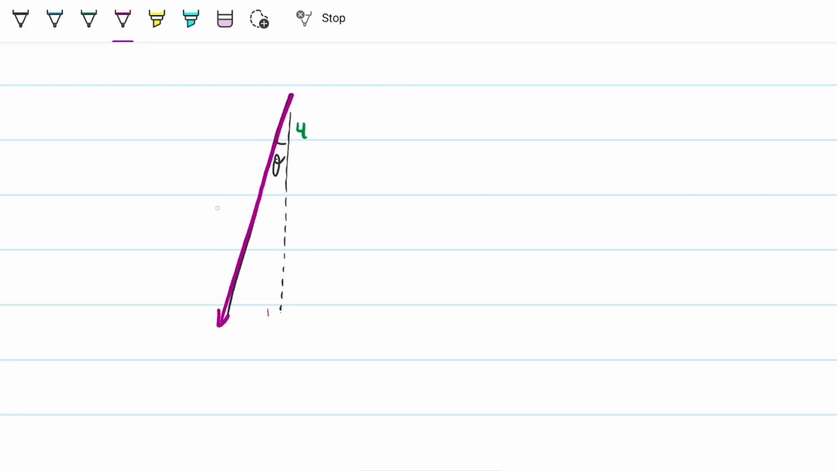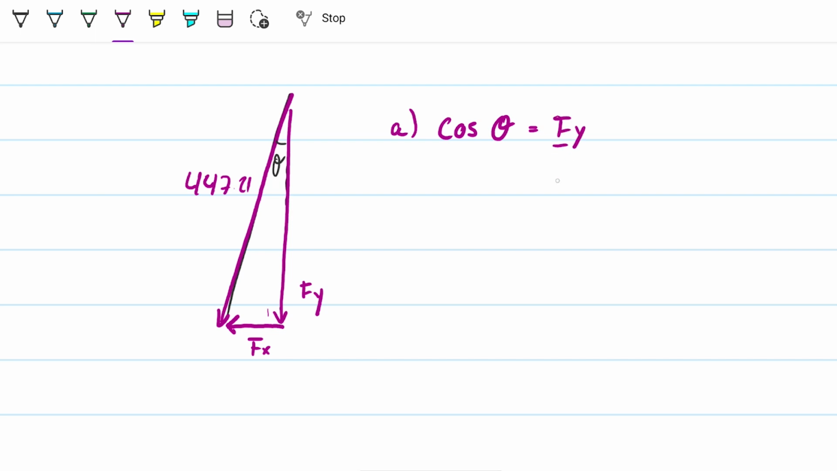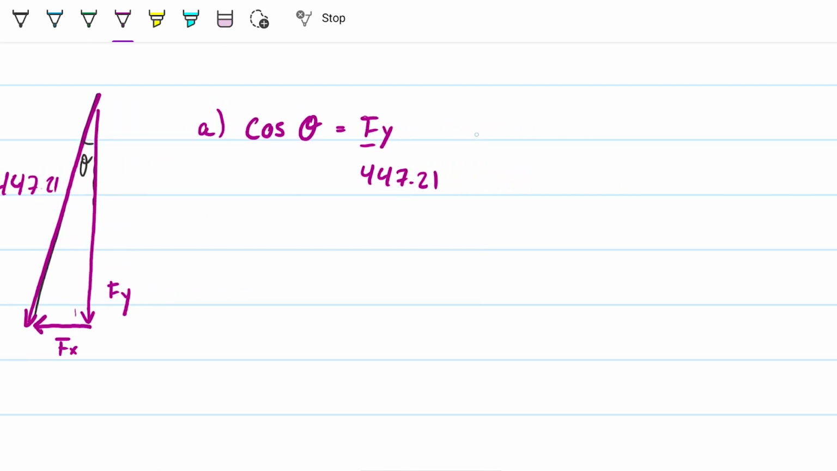Okay, so now we have this force here that we know to be 447.21. We have this angle here that we know is 23.43. And basically what we're trying to find out is the decomposition of force here on the x-axis, and the decomposition of force here on the y-axis, right? For that, it's super simple. Let's do the cosine, because it's part A. So the cosine of theta will be equal to my Fy divided by 447.21. So that's going to give you the y component straight off the bat.